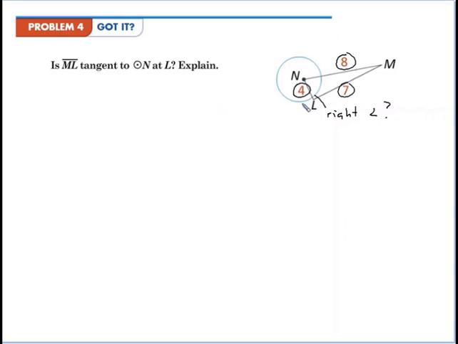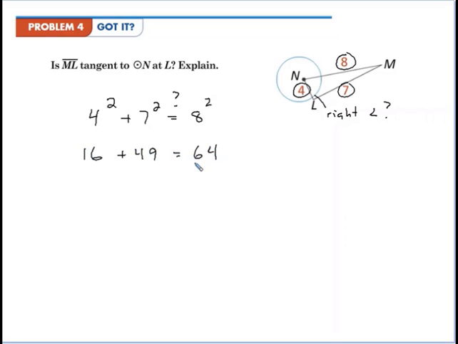Okay, so in this problem, the candidate for the hypotenuse is NM, or 8. So we're going to check if 4 squared plus 7 squared equals 8 squared, question mark. Now, 4 squared is 4 times 4. 7 squared is 7 times 7. And 8 squared is 64.